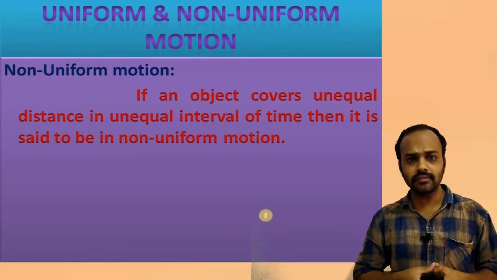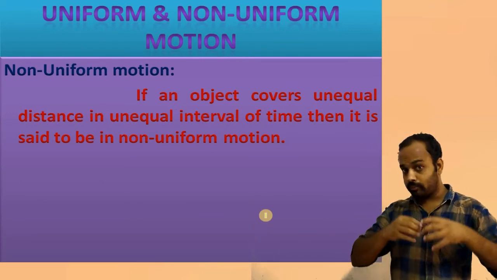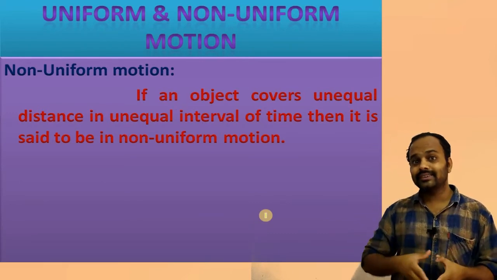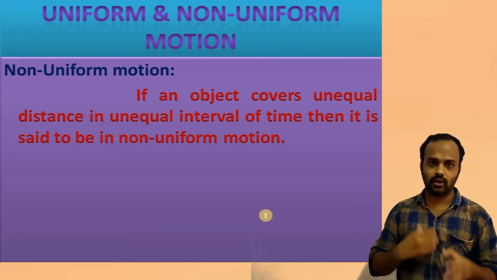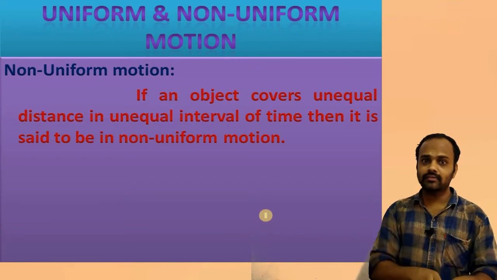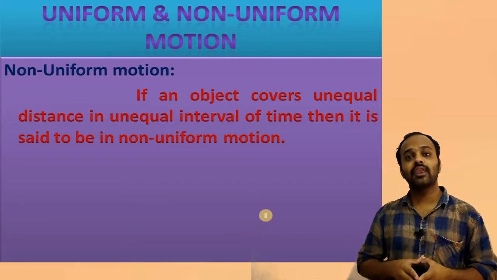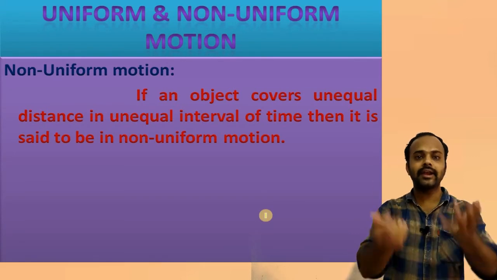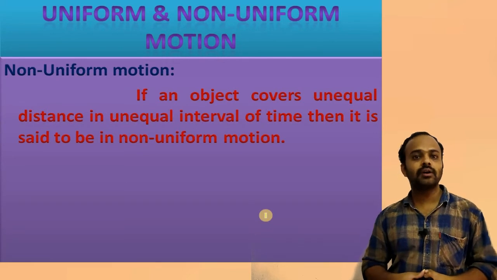It is exactly the opposite of uniform motion. If an object covers unequal distance in unequal interval of time, then it is called non-uniform motion. Any random motion is an example of non-uniform motion.